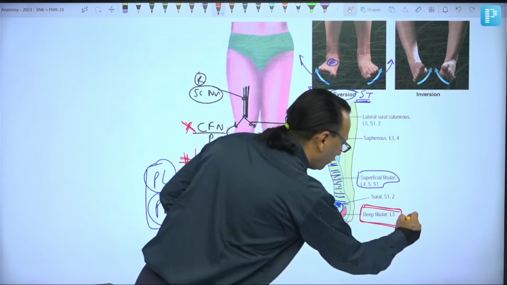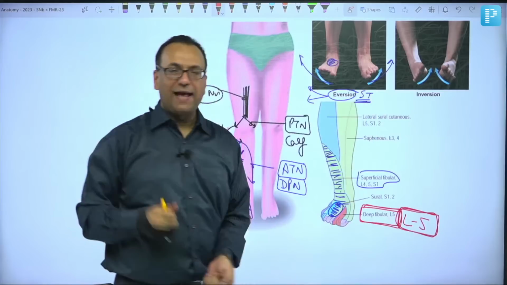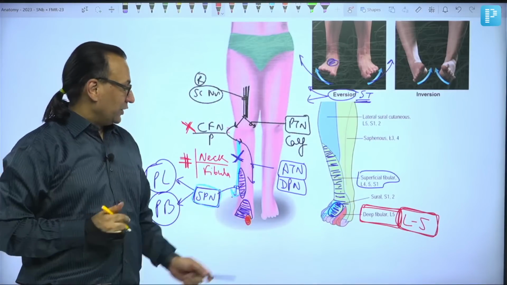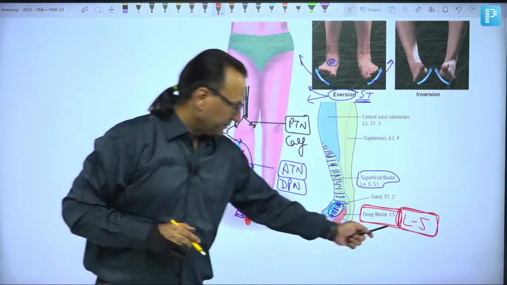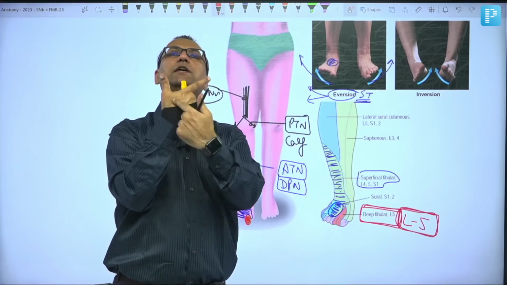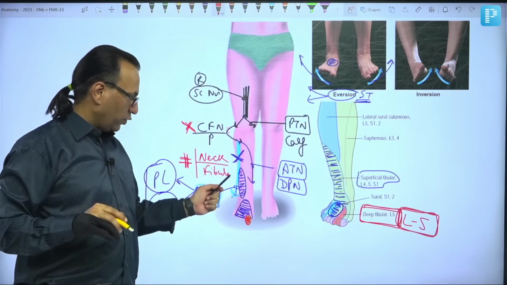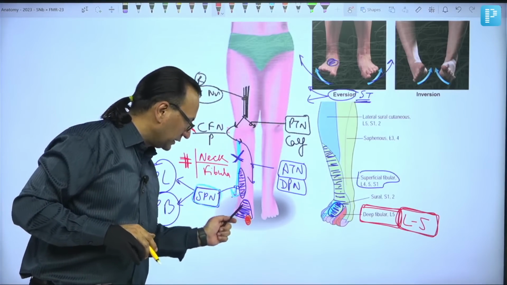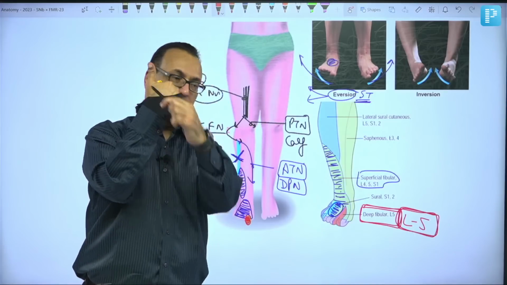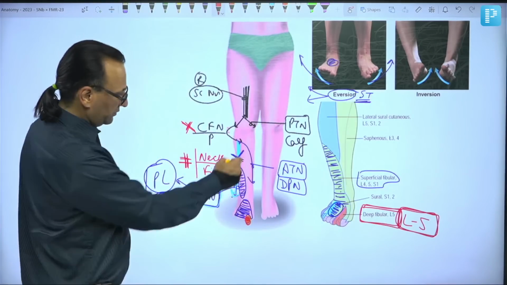Dermatome L5, great toe is L5. So the dorsum of the first web space is not supplied by the superficial peroneal nerve. Then who is supplying the dorsum of the first web space, the great toe area? Deep peroneal nerve. Which deep peroneal nerve? This one.